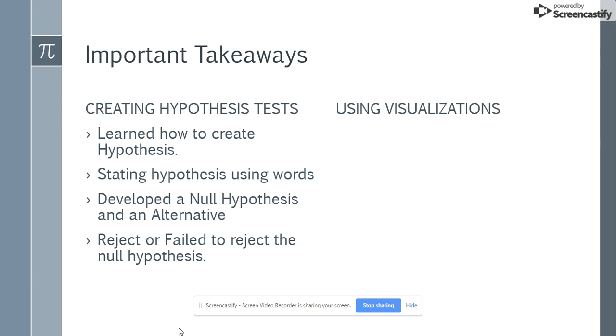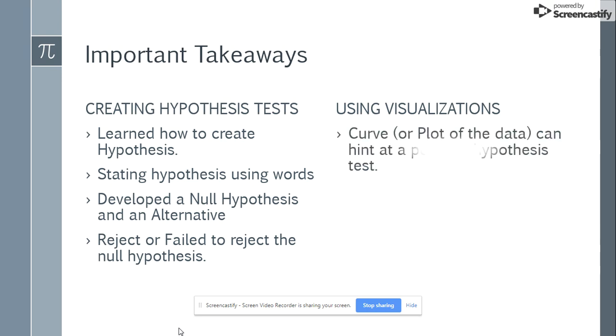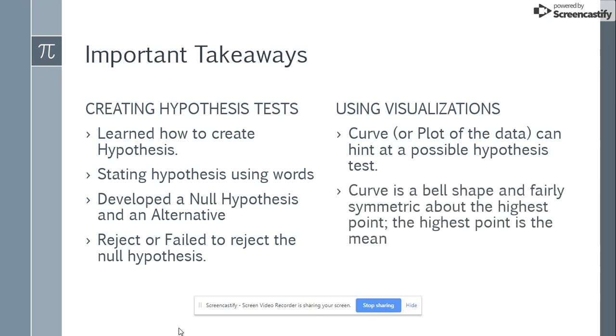Using visualizations, we found that a curve or a plot of data can hint at a possible hypothesis test. And the curve is bell shaped and fairly symmetrical about the highest point. The highest point is the mean.